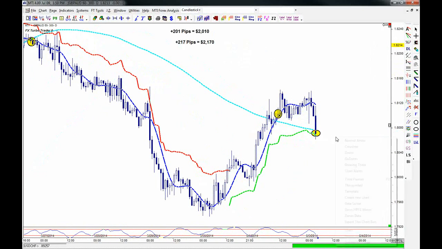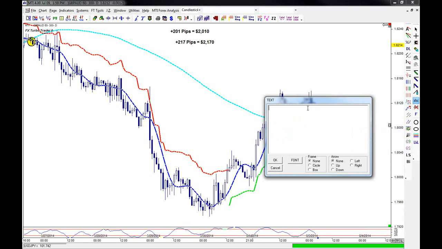We just incurred a loss. So what was our loss? Well, we got in here. It took a turn down. We got out here, 31 pips. So we just lost 31 pips.